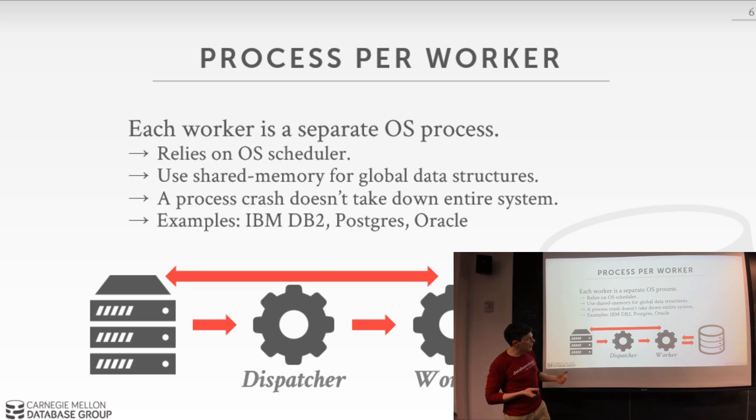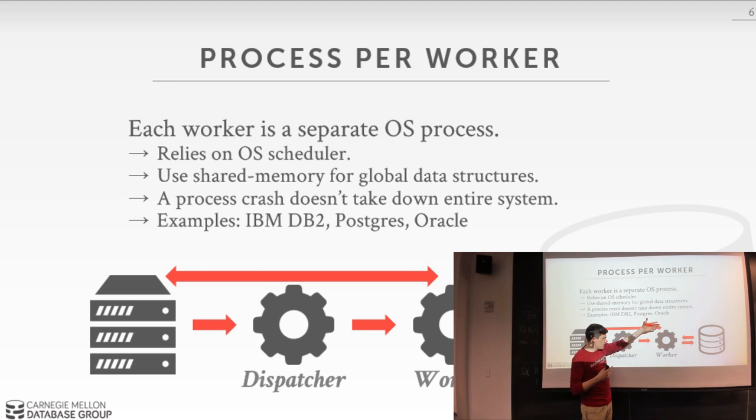The other thing is that because these are running as separate processes, they're each going to have their own private address space. So if we want to have shared data structures across multiple processes, we have to use shared memory, because otherwise every worker process would have its own copy of the database in its local address space. Otherwise, you have to send IPC requests between them to pass around messages. Or you can use shared memory as a place to store global data structures.